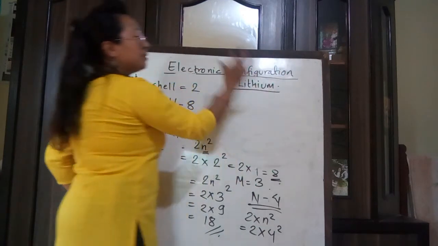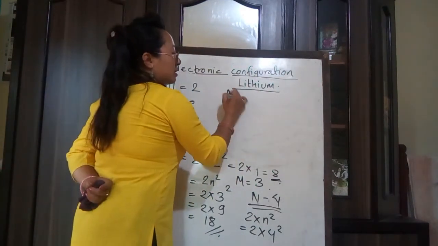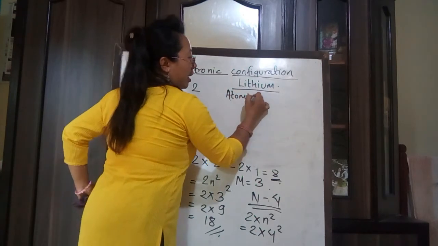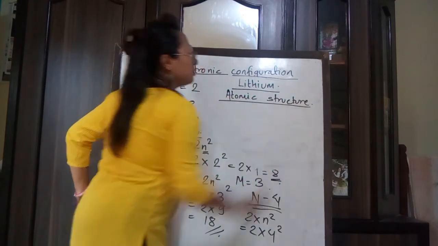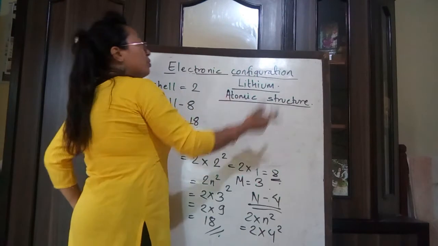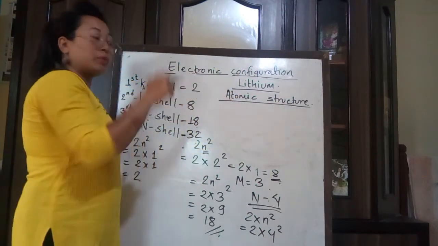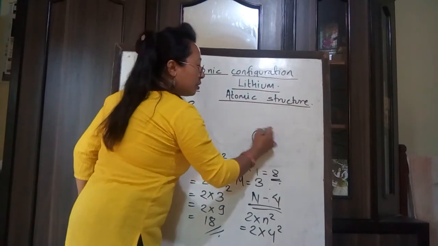Now for that lithium, we are going to make the atomic structure. Of lithium, we are going to make atomic structure, and then we will make electronic configuration as well. I will tell you about that one. Atomic structure, first of all, let's make nucleus.